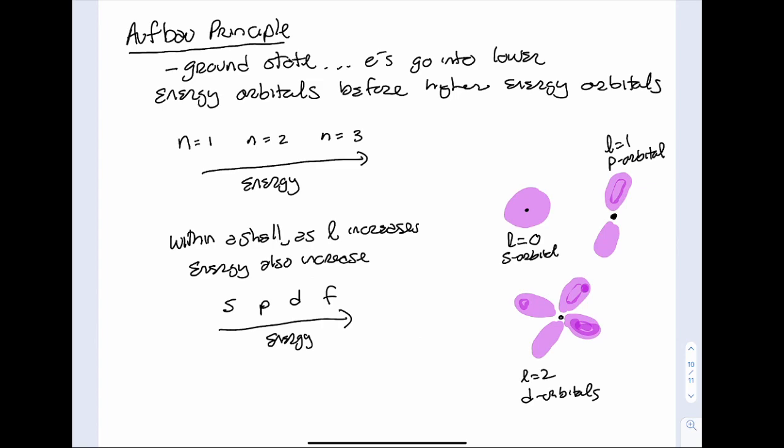So as my value for n gets bigger, energy increases. And then within the same shell, within the same n, as my value for l increases, my energy is also increasing. So we're going to put electrons in the first shell before the second shell. We're going to put our electrons in an s orbital before the p orbital, right? This is the Aufbau principle.